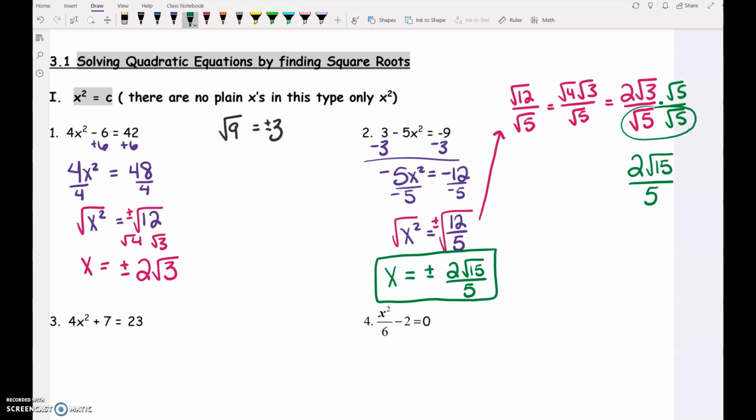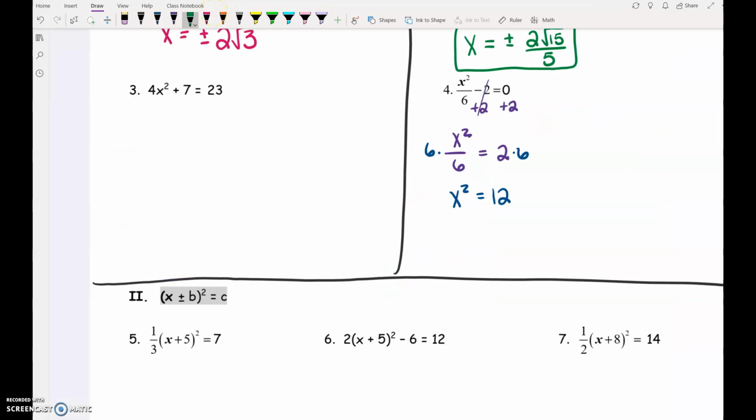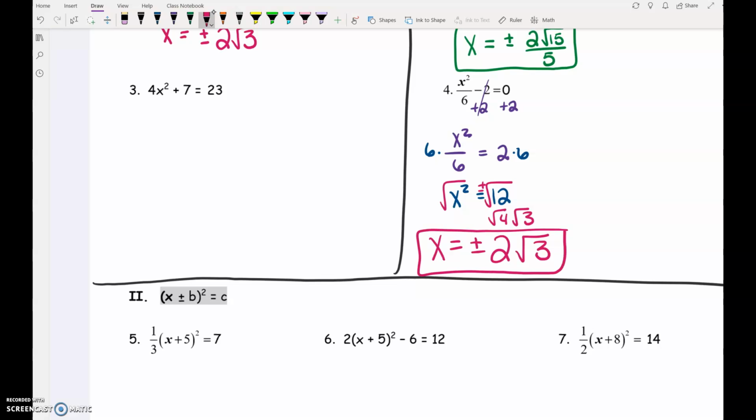All right, I want you to try number 4 on your own. It's actually a lot easier than it looks. Try number 4 on your own, pause the video, give it a try. So I added 2 on both sides, then multiplied both sides by 6 to undo the divided by 6. We have x squared equals 12. Square root both sides. Don't forget the plus minus. The square root of 12 is the square root of 4 times the square root of 3. Are you sick of seeing the square root of 12 yet today? X equals positive or negative 2 times the square root of 3.